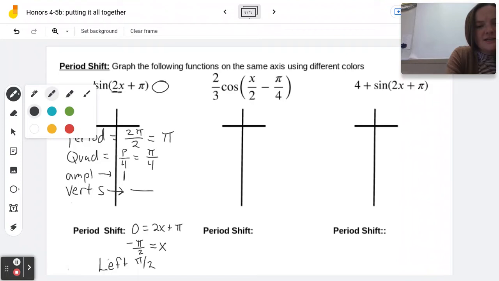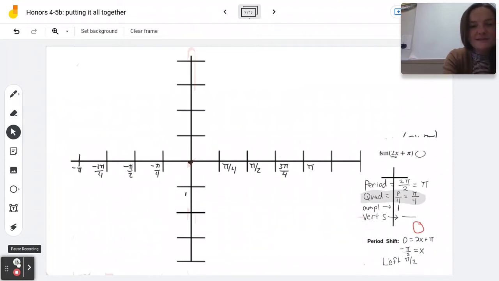Okay, so for the first thing to start this problem, we're going to focus on the most important piece of information, which is actually the quadrant. I want you to scale your grid using pi over 4 as your tick marks. Okay, so you should have the following scale.